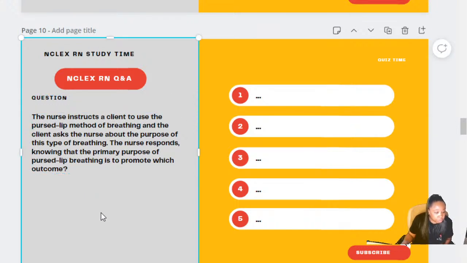The nurse instructs a client to use pursed lip breathing. You remember we were talking about pursed lip breathing? That's the way you help a COPD patient to breathe. So the nurse instructs a client to use the pursed lip breathing method, and the client asks the nurse about the purpose of this type of breathing. The nurse responds, knowing that the primary purpose of pursed lip breathing is to promote which outcome.